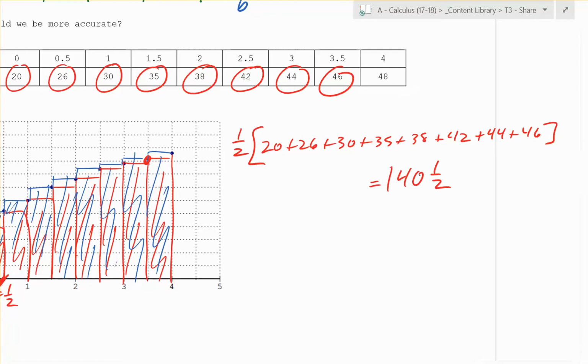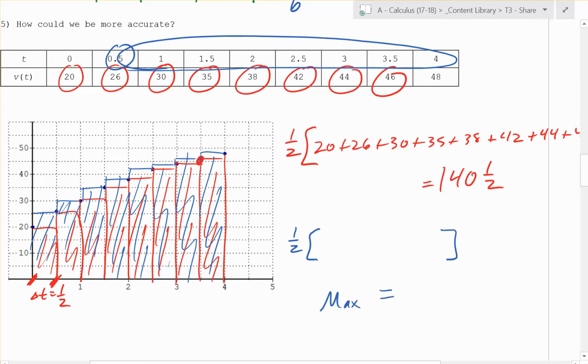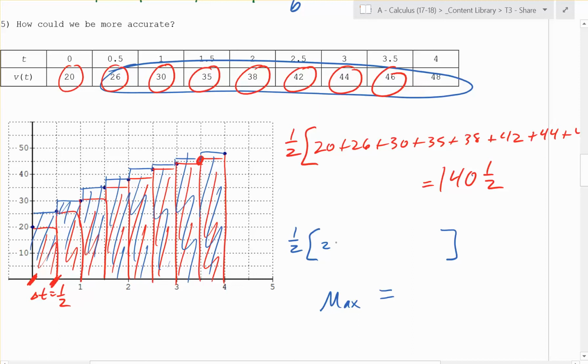Now we're going to do the same thing for the blue. The width of each is a half, but now we take all of those right there. So if you do that, you end up with a max, and you've got to add them all up first. Excuse me, I circled the top instead of the bottom. Instead of those red ones, it's all of these. So it's 26 to 48. So it's 26 plus 30, all the way up to 48. You end up with a max of 154.5.